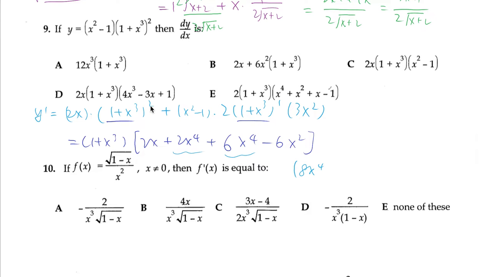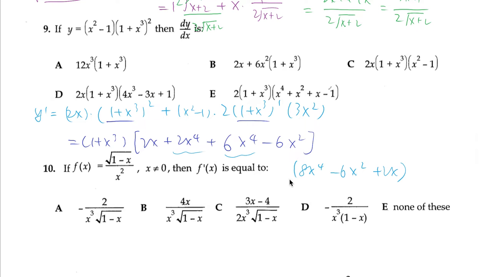What I did is I took out 1 plus x cubed, and then I used 2x multiplied by this 1 plus x cubed, which is 2x plus 2x to the power of 4. I'm just trying to check. Those two combined together give 8x to the power of 4, and then minus 6x squared, and then plus an extra 2x.